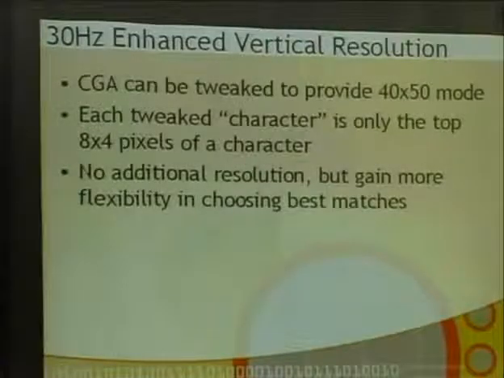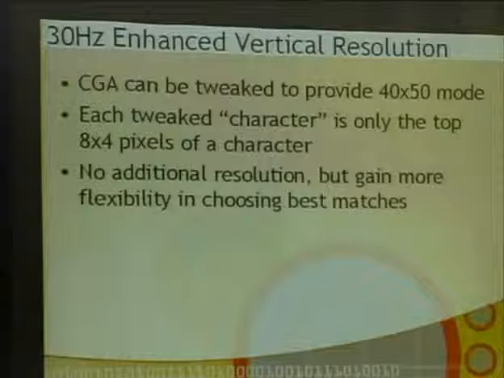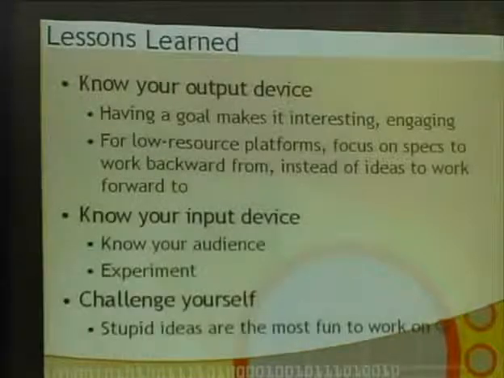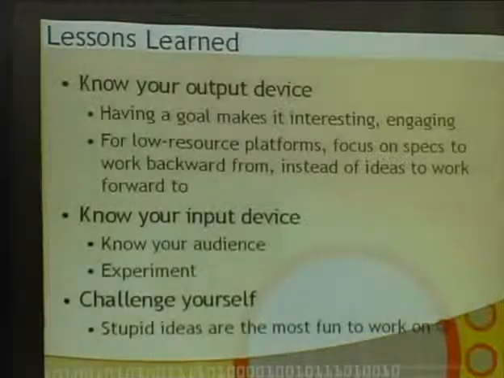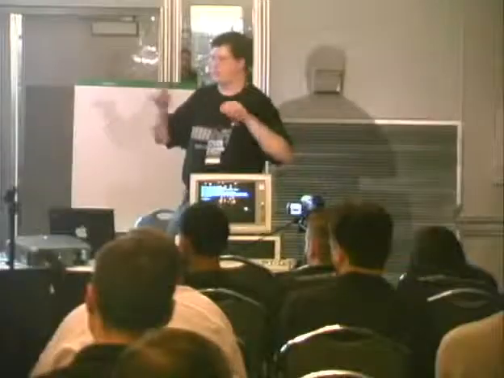If you wanted more resolution, you can also tweak CGA into a 50-line mode, where the top 4 scan lines of each character are displayed instead of all 8. This doesn't give you any additional resolution, but you do get more flexibility in choosing matches. So you can try to get a higher-res look there. It displays the first 4 rows and then immediately switches to the next row.